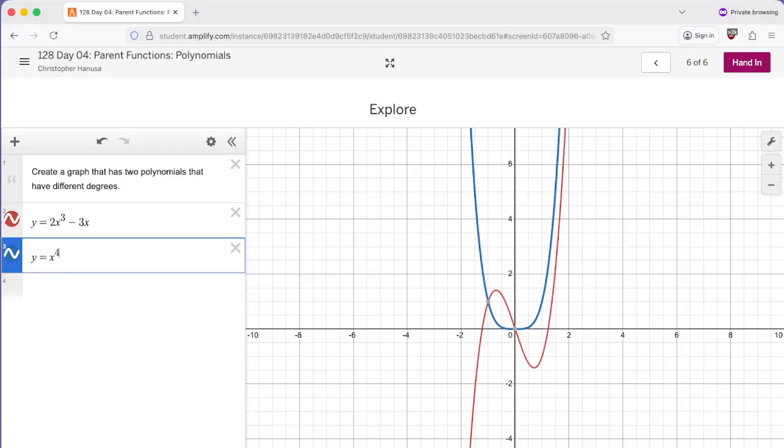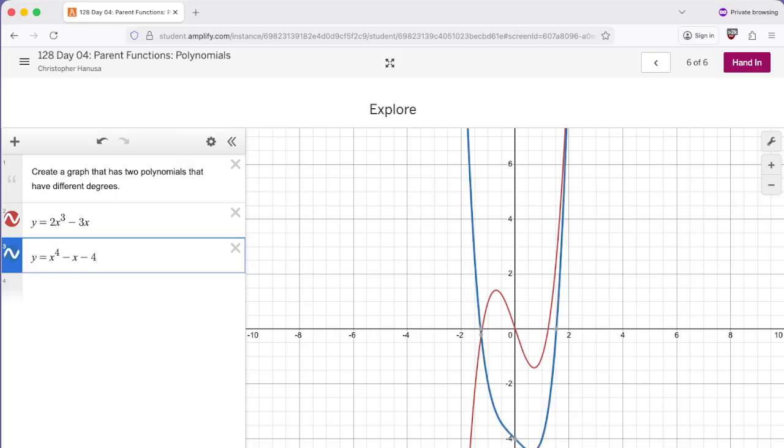X to the 4th, and I'm going to subtract x. Okay, so here's 2 different functions. Maybe I want to move it down a little bit, minus 4. Okay, here's a graph that satisfies this. Why don't you explore on your own? Figure out what polynomial you want for the first one, what you want for the second one, make them different from what I have, and explore. Okay, that's it for this one.